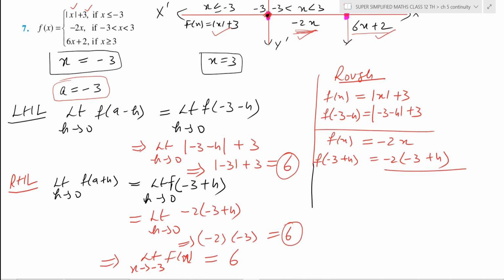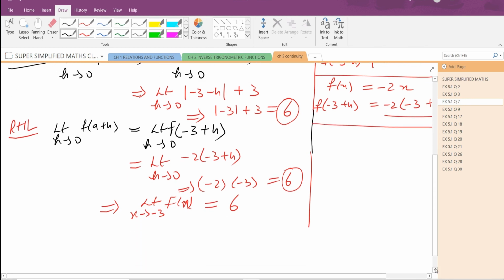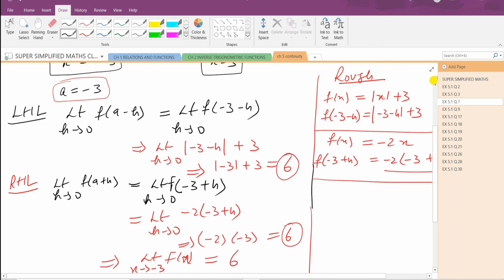Now we have to find out the value of the function at the point. We have to find the value of the function at the point minus 3. So for that, we move forward. We have to find f of minus 3. So first I should write what should be the f(x) for f of minus 3. So now go through the question once again.